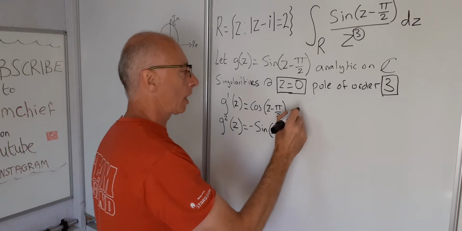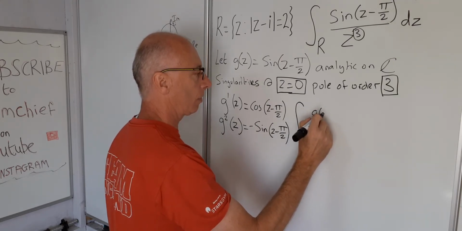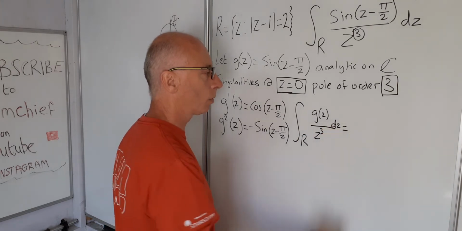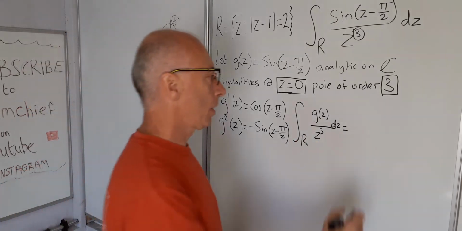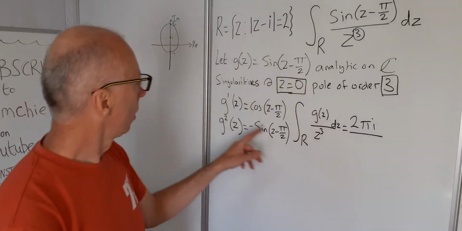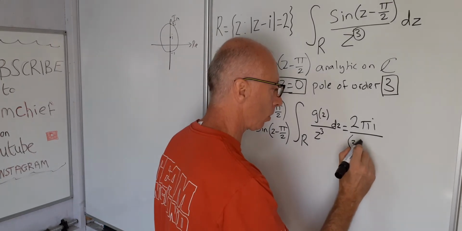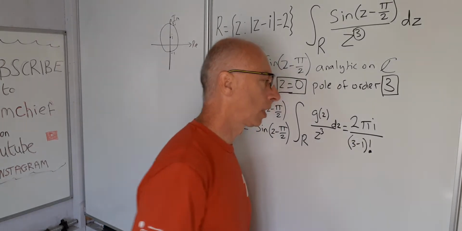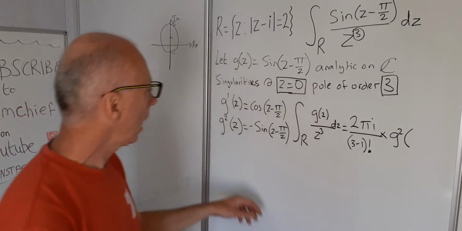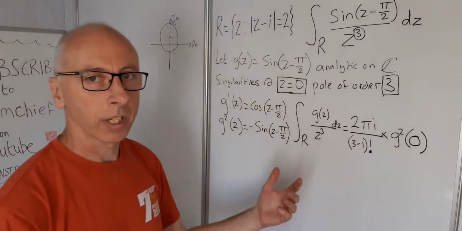So now what we do is we say on the region R, the integral of g of z over z cubed dz equals, so now we follow this formula to calculate the answer. It's 2 pi i divided by 2 factorial. So basically it's 3 minus 1. So if I just write that as 3 minus 1 factorial, and then we multiply by the second derivative at 0. And that is going to give us our answer, basically.